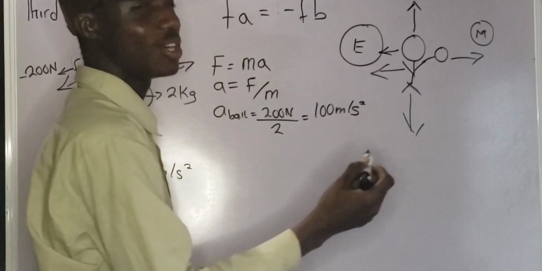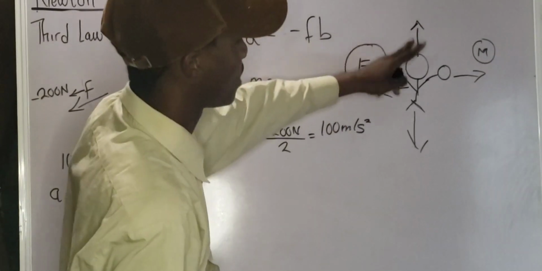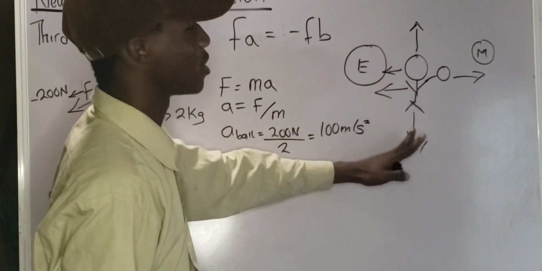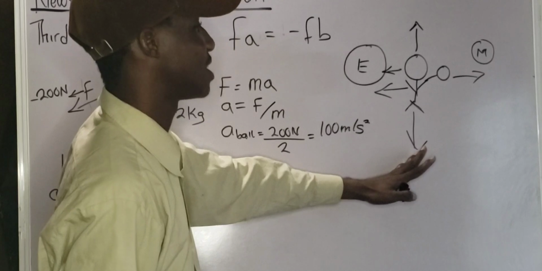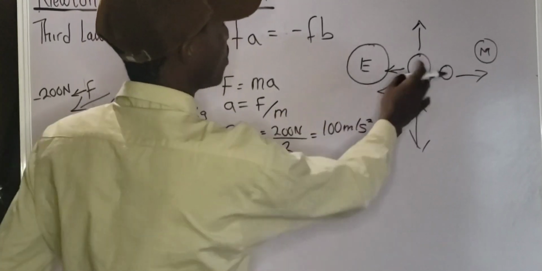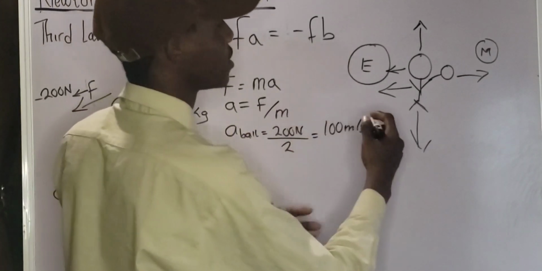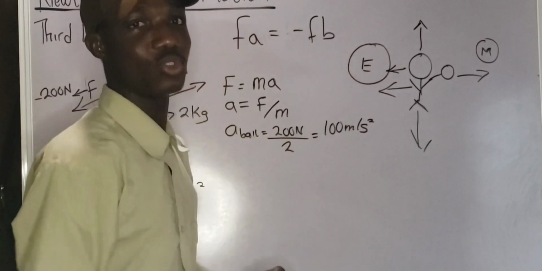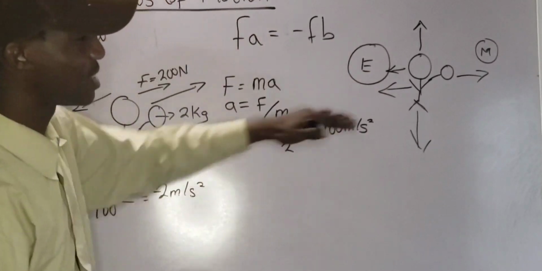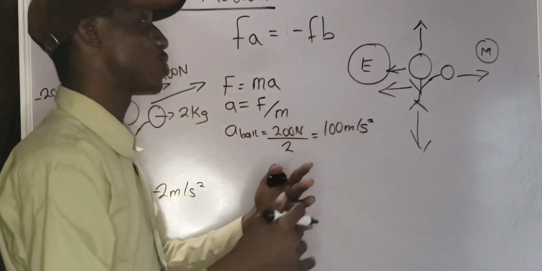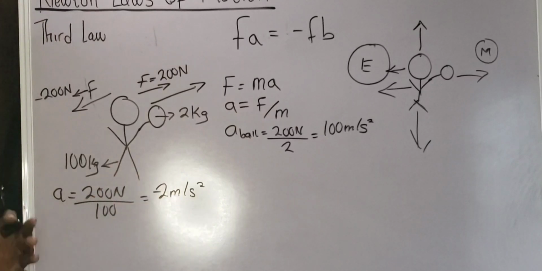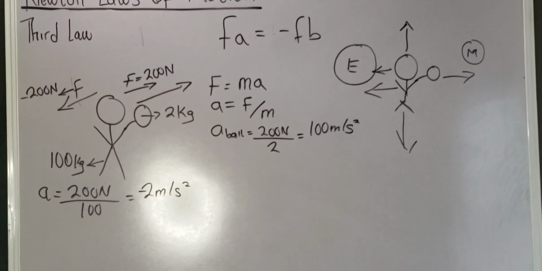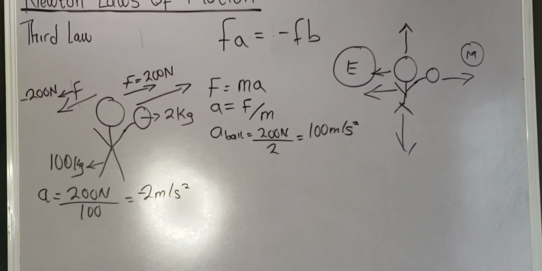If you throw this ball upward, you are going to experience an equal but downward force. And if you throw it towards the earth, you are going to move towards the moon. So if you want to move towards the earth, you throw the ball towards the moon. Newton's third law of motion tells us that for every action there is an equal but opposite reaction. That's all about Newton's first, second, and third laws of motion.